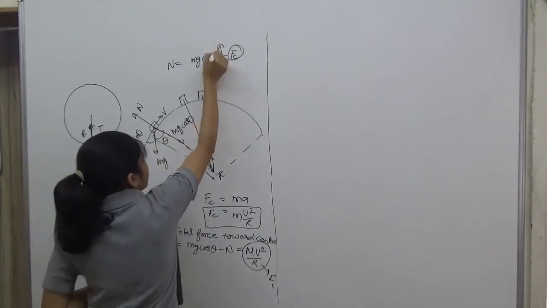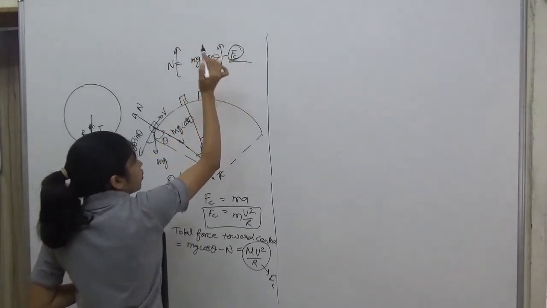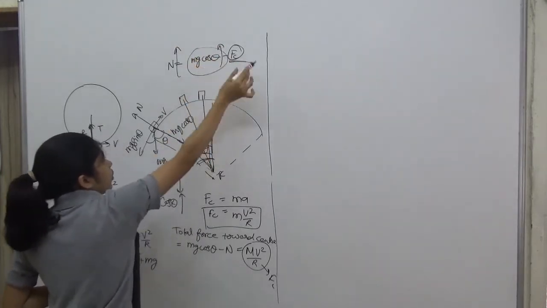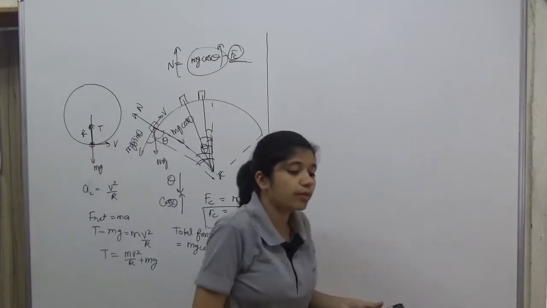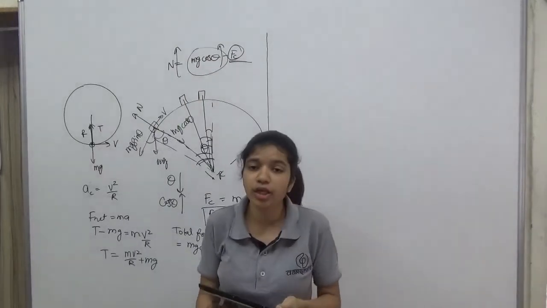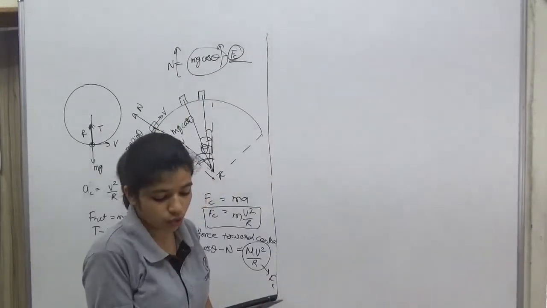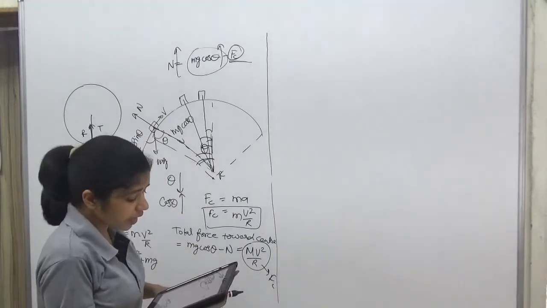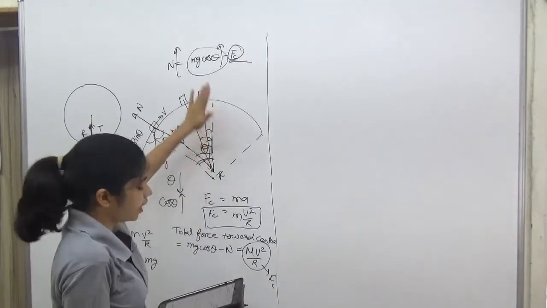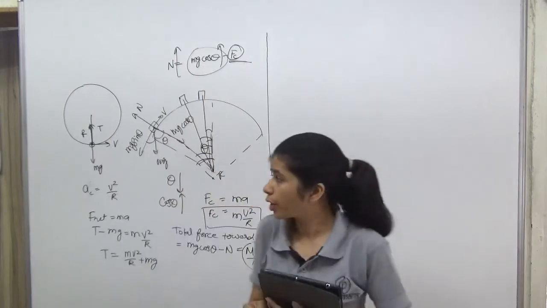So this thing will increase. So normal force will increase because this is a constant. So if this will increase, the whole quantity will increase. So when the vehicle is ascending on the overbridge, the value of normal force will be increasing. Clear?